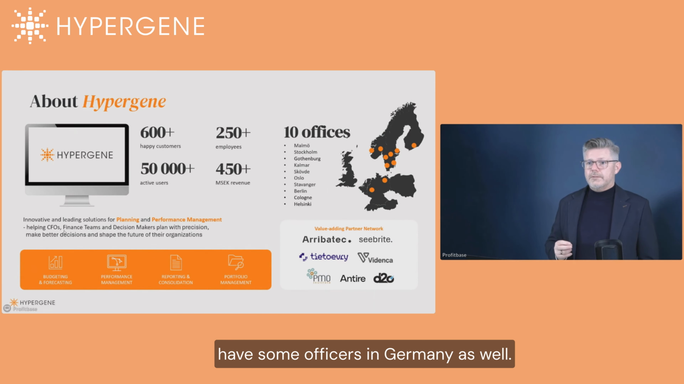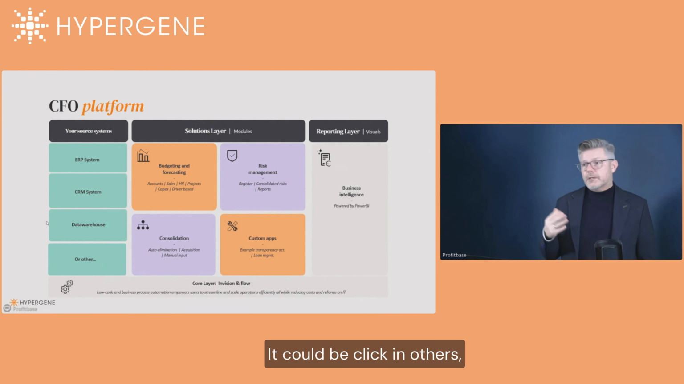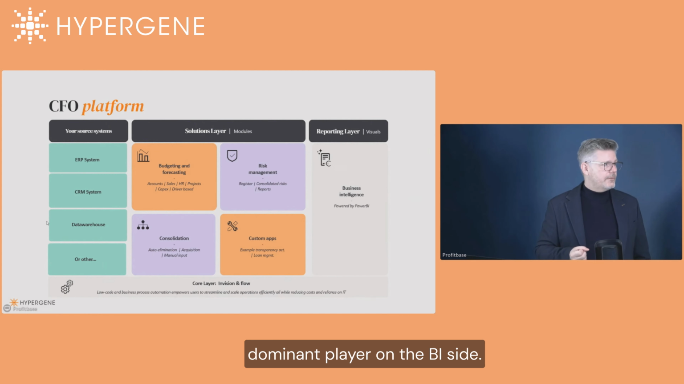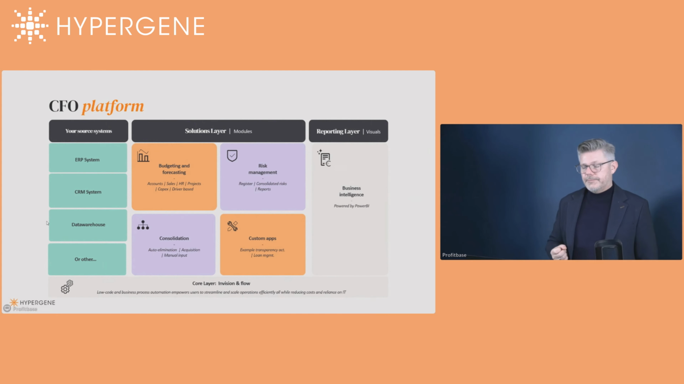Then we have solution layers and the modules in the middle layer here. In this case, we have budgeting and forecasting, which we're going to touch upon today. We also have risk, consolidation, and different custom apps. Then you will have your business intelligence output from the solution layer into, for example, Power BI. It could be Qlik and others, but at least in the Nordics, we see more and more Power BI being the dominant player on the BI side. We also have our core layer, where we're using business automation and building our applications, so that's also relevant in this case.